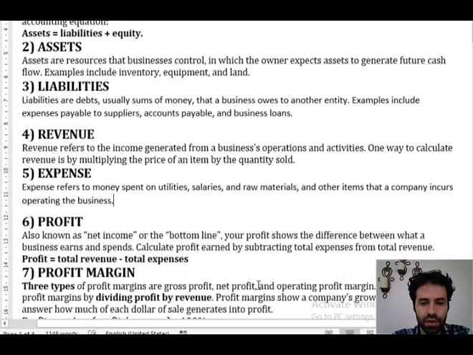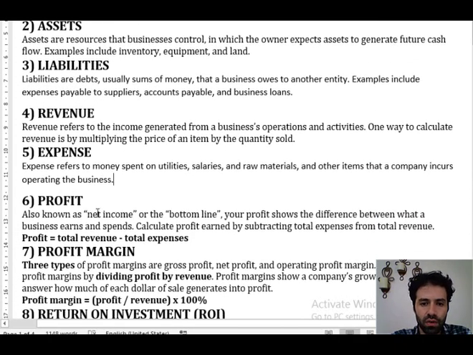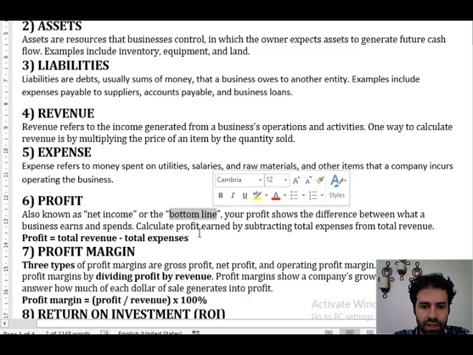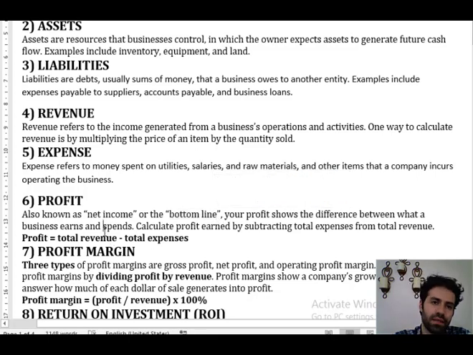Next item is the profit. So the profit, also known as net income or the bottom line, is the difference between what you earn and spend. Okay, so if like you earn $100 and you spend $80, your profit is $20. You just have to do the equation, which is profit equals total revenue minus total expenses.